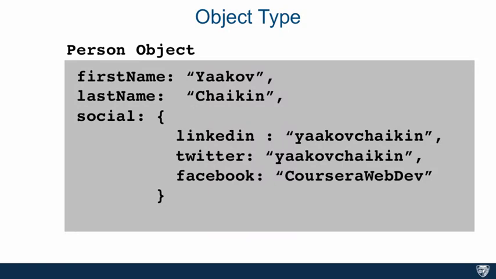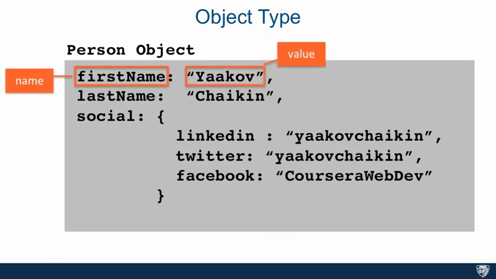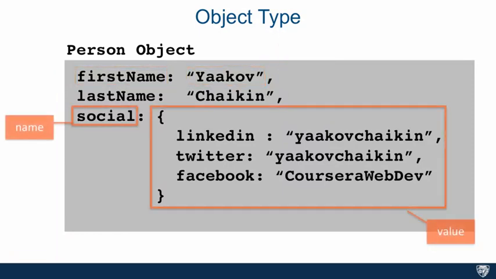So here I have a person object. It has a bunch of different name-value pairs. First name Yaakov, last name Chaikin, social, and so on. So first name would be the name, and Yaakov would be the value. And so too, a value doesn't necessarily have to be a single value. It could be a nested object. So a name here, for example, is social, the name of the property of the object, and the value of that property is an entire other object that has, again, name-value pairs.